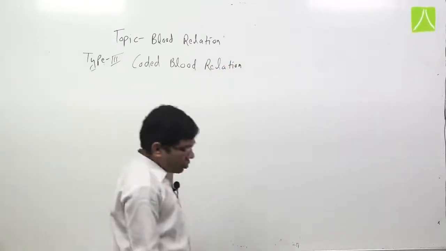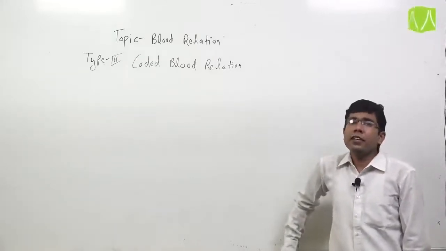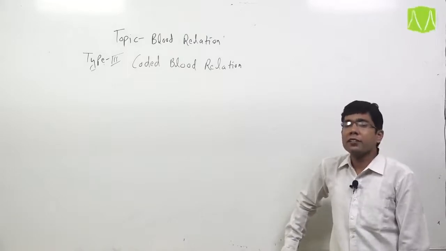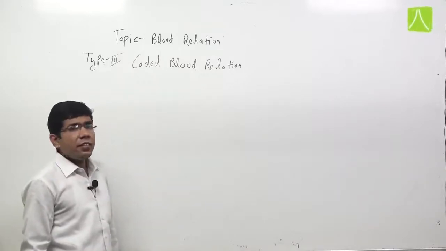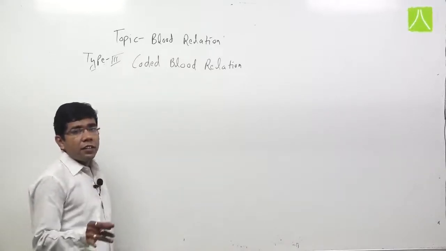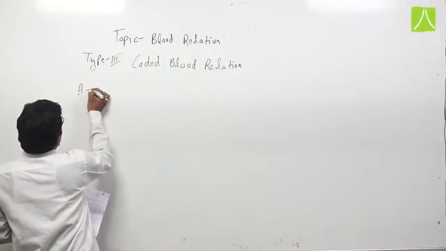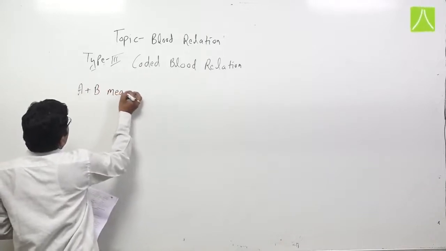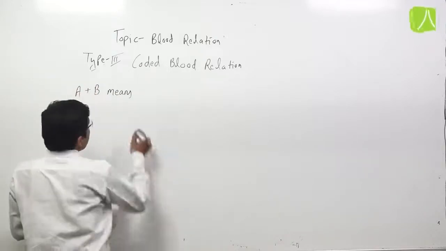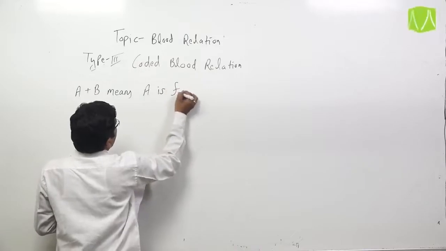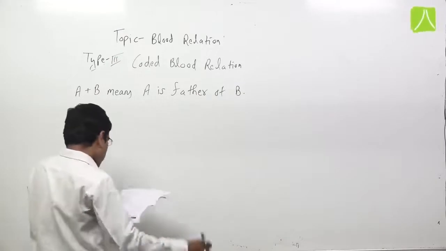Type number 3 is based on coded blood relation. In this type, the relations will be defined with the help of different symbols, either plus, minus, divide, star, dollar, hash, anything else. But the relation is defined on the basis of the symbols. For example, here coding is given: A plus B means A is father of B.